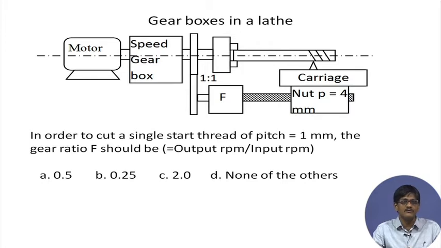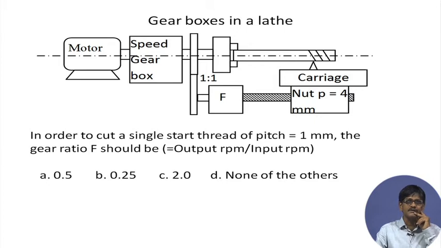Okay. So, we become conversant with the idea that there are two gearboxes on the lathe, and one is called the speed gearbox, which changes the speed of the spindle, and one is called the feed gearbox, which changes the speed of, say, the feed rod or the lead screw, whichever might be the case. So, in this case we are showing the lead screw, and it is connected to the half nut of pitch 4 millimeters, and that is connected to the carriage, and it is cutting a thread.